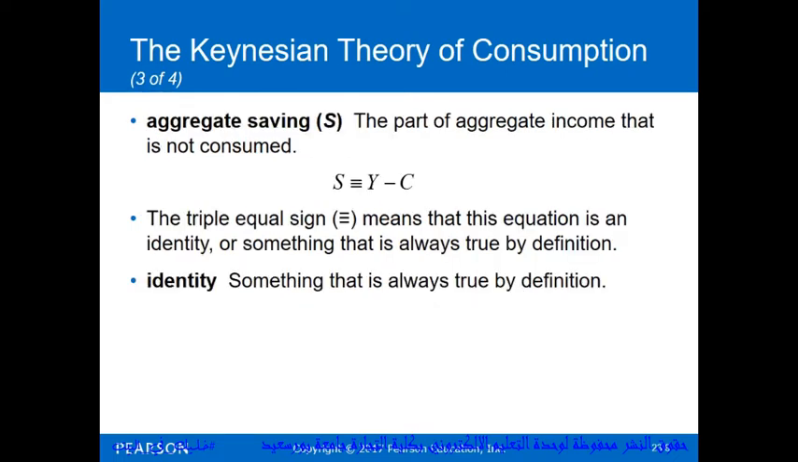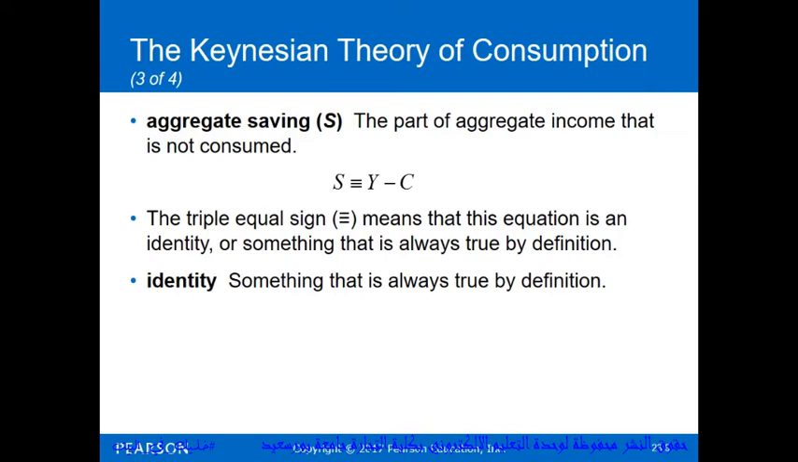We saw that the consumption function summarizes the relation between income and that part of income households spend on consumption goods, which we call consumption. Here we consider the remaining part of income which is not spent on consumption and which we call saving. Aggregate saving, denoted as S, represents the part of aggregate income that is not consumed. We can measure saving using the formula: S is identical to income, denoted as Y, minus consumption, denoted as C.